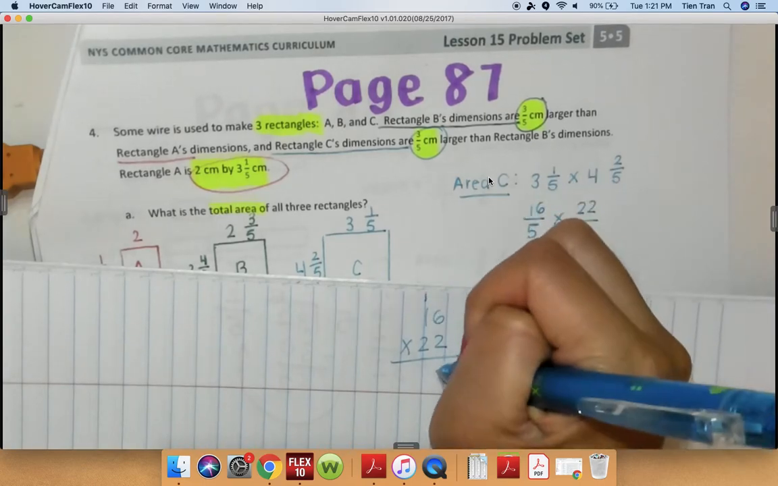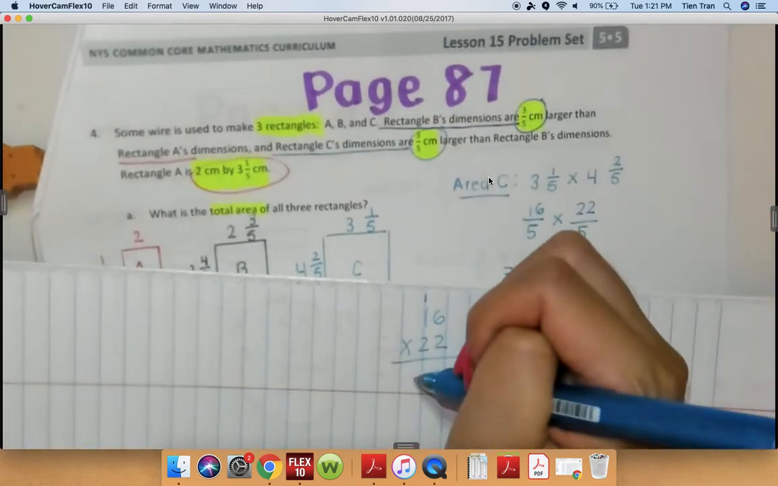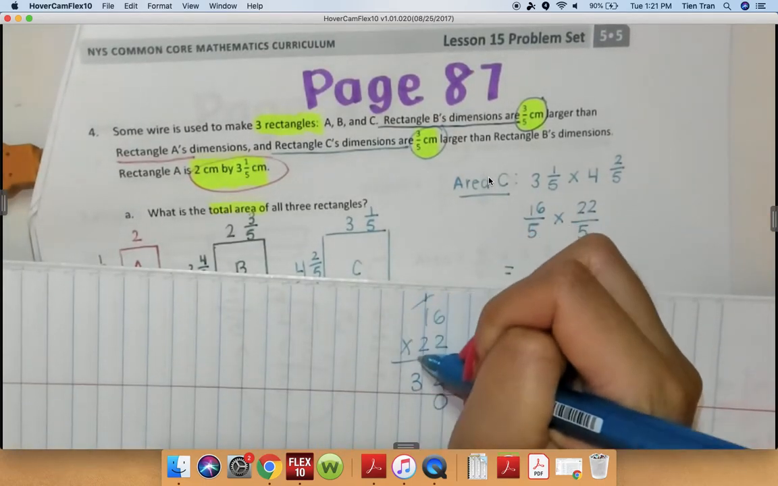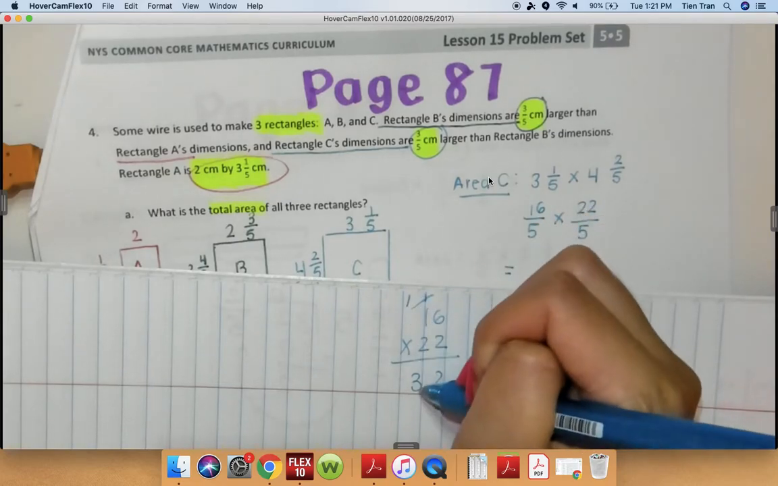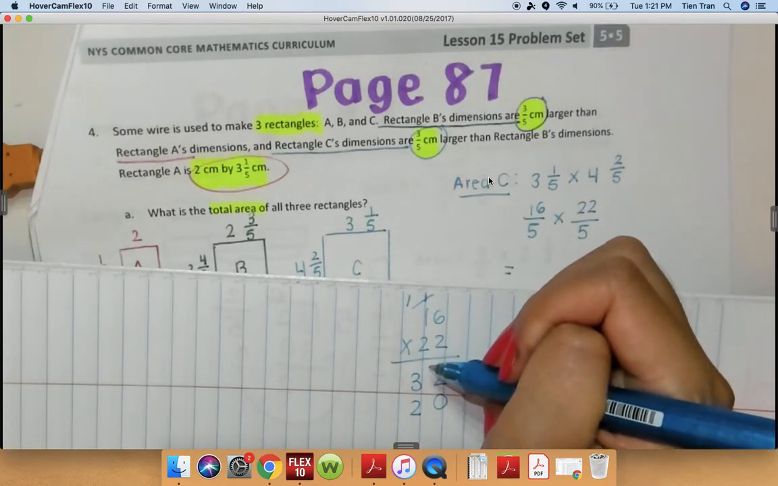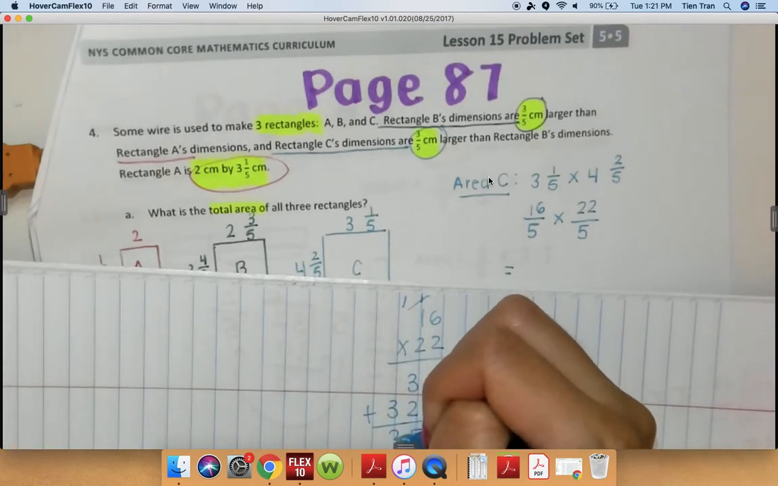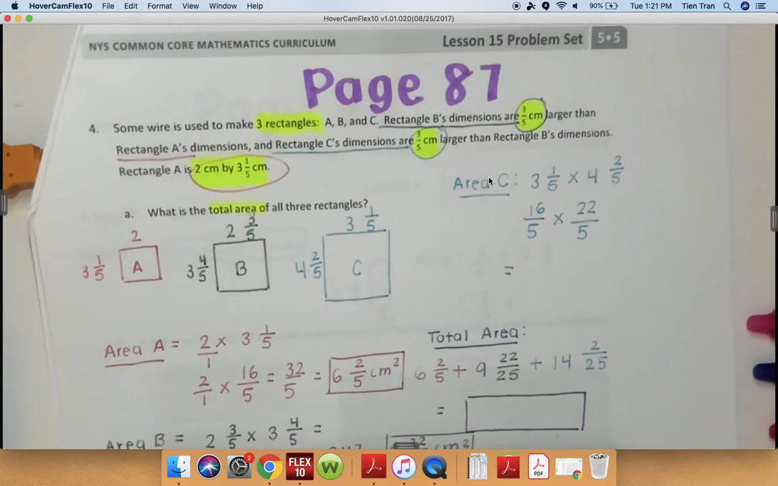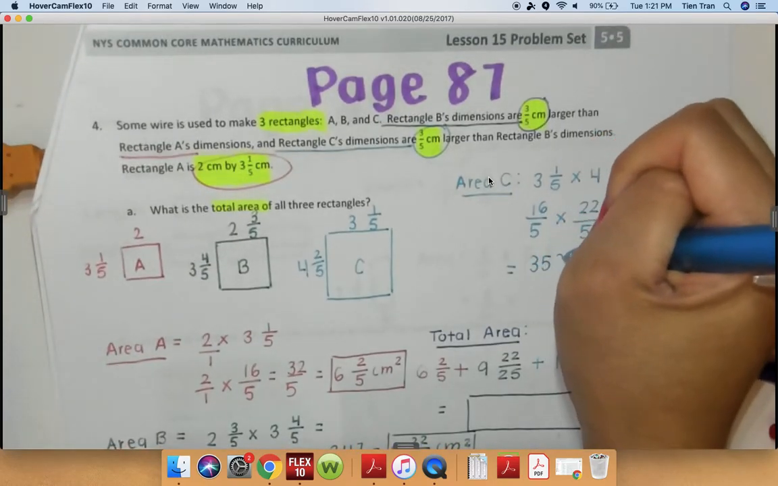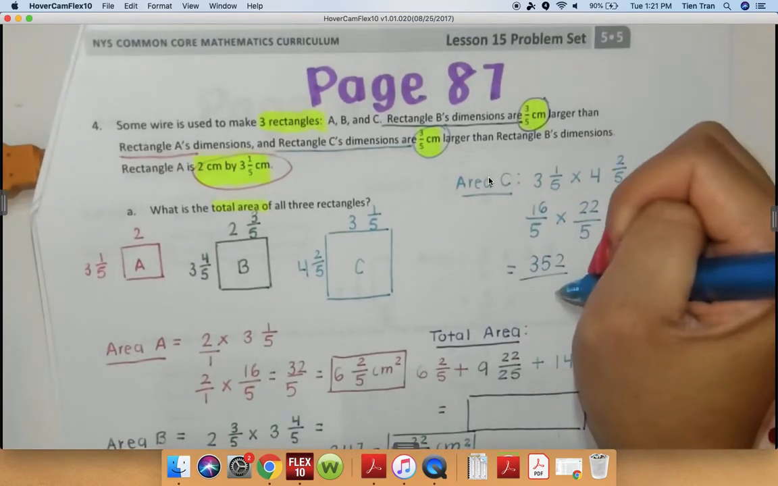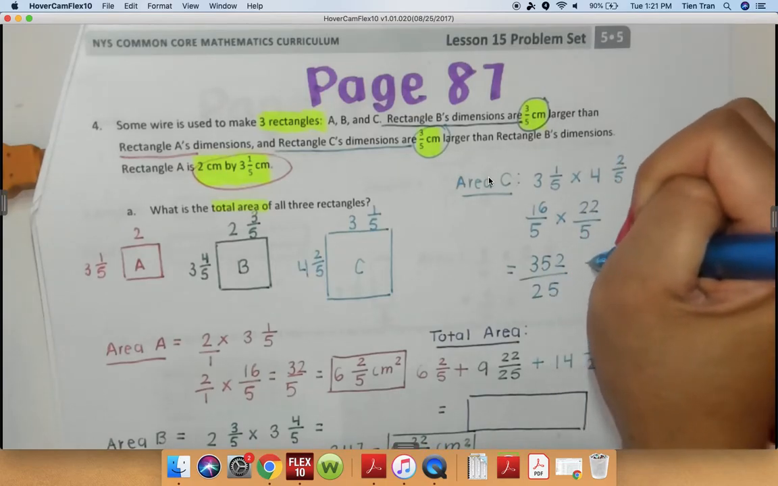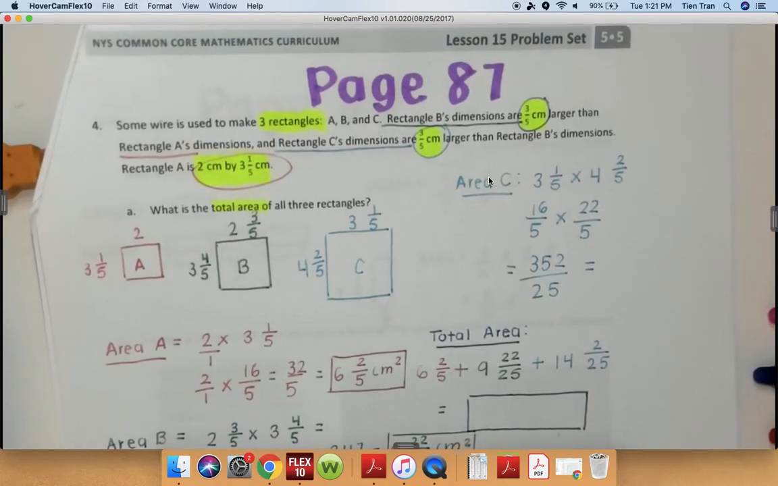6 times 2 is 12. 2 times 1 is 2 plus 1 is 3. Bring down my 0. 2 times 6 is 12 again. 2 times 1 is 2 plus 1 is 3. I add everything together and I'm going to get 352. And 5 times 5 is equal to 25. So again, I'm figuring out how many times 25 can go into 352.